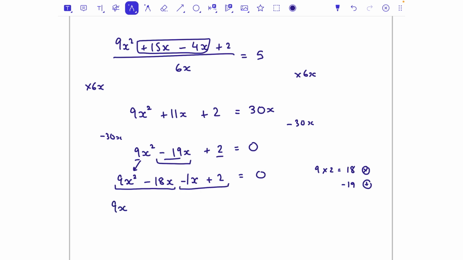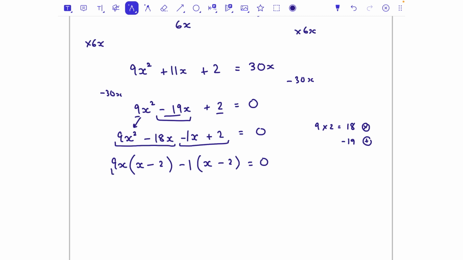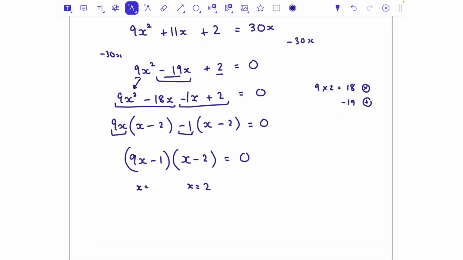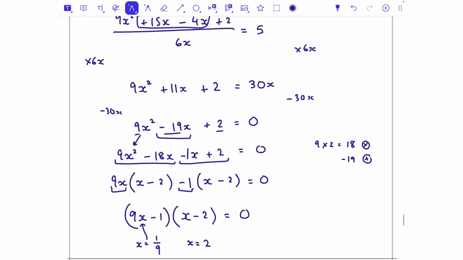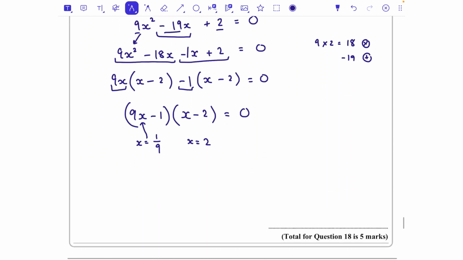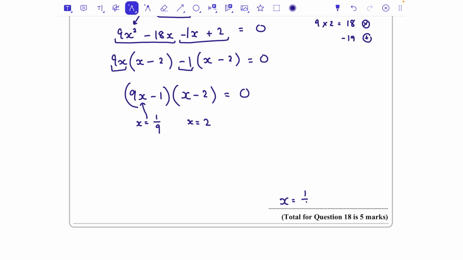So 9x multiplied by x minus 2. And then I want this second bracket to be the same. So I know it's a minus 1 I'm taking outside there. And so your brackets are 9x lots of x minus 2 minus 1 lots of x minus 2. So altogether 9x minus 1 lots of x minus 2. So x equals 2 is one of your solutions, and x equals 1 over 9 is the value that would need to go here to make that bracket equal 0. So those are your two solutions to that quadratic. x equals a ninth and x equals 2.